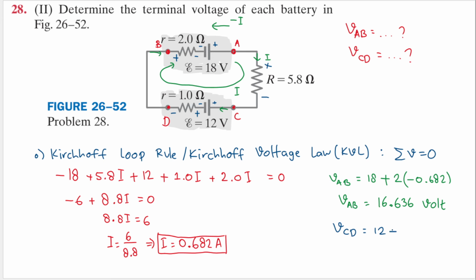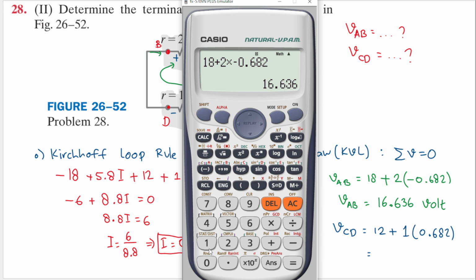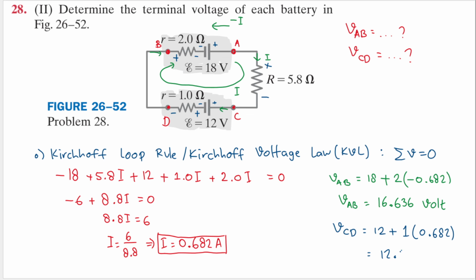And then plus, I will have plus 1 multiplied by 0.682. Okay, so what is that? That will be 12 plus 0.682, which is 12.682. And the unit here will be volt. So I will have VCD here as that value there.